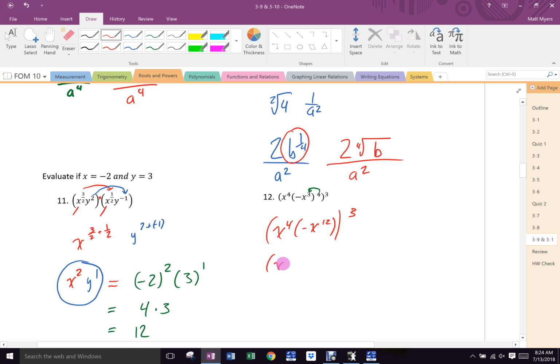So this is x to the 4th times positive x to the 12th, all cubed. What do I do with these two numbers? Add them to get what? X to the 16, all to the 3. What do I do with that number? Multiply it to get what? X to the 48th. What is x? Negative 2 to the 48th.